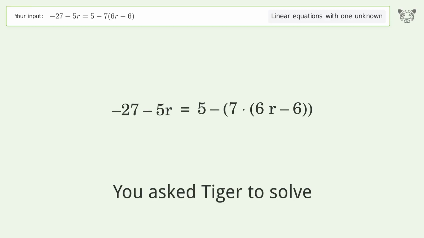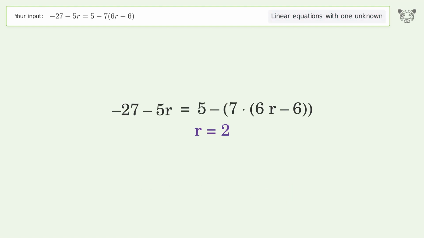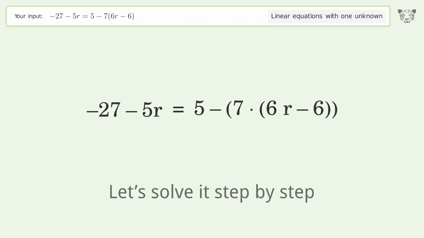You ask Tiger to solve. This deals with linear equations with one unknown. The final result is r equals 2. Let's solve it step by step.